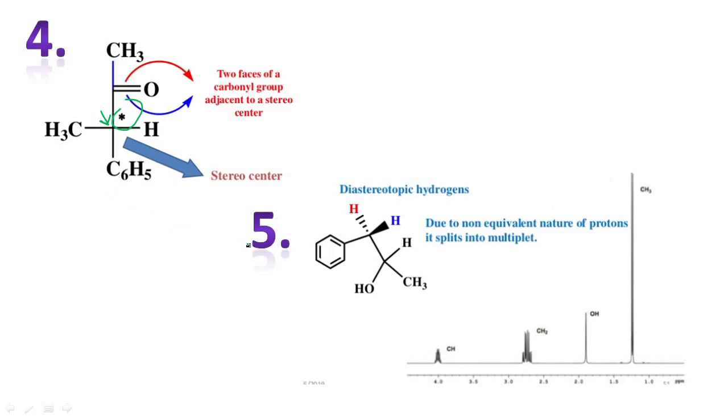Then again in example number 5, you have diastereotopic hydrogens. Due to the non-equivalent nature of the protons, it splits into a multiplet. Now these have different NMR. Enantiotopic atoms had the same NMR, but in the case of diastereotopic hydrogens, the NMR spectrum is different. As you can see, all these protons are non-equivalent, so the peak is not sharp and single, it splits into a multiplet.